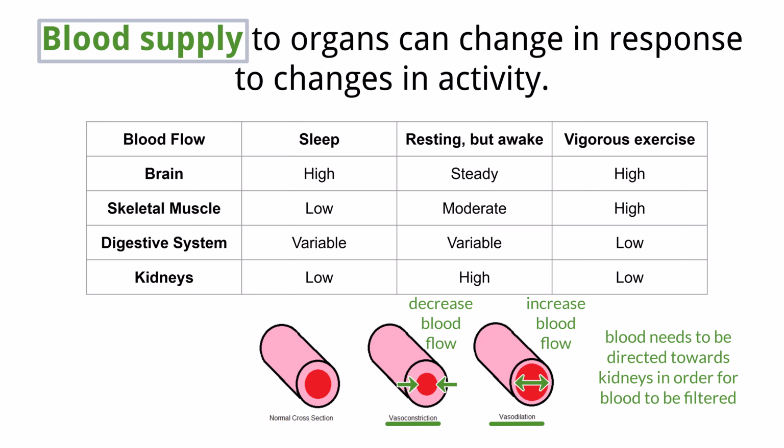And blood flow to the kidneys is low, temporarily lowering filtration as more blood is directed toward muscles and skin for thermoregulation.